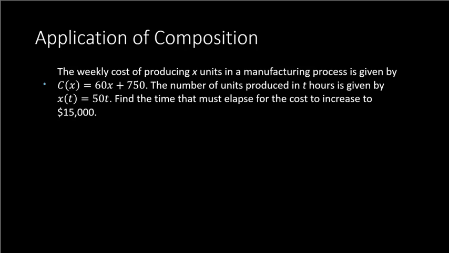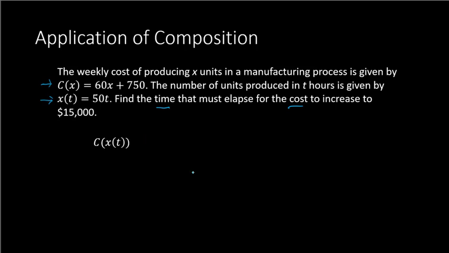So notice we have a cost function, then we have a function here dealing with time. And what we're being asked is to find the time that must elapse for the cost to increase to $15,000. So notice we need to somehow relate cost and time together. So what we can do is we can merge the two functions by doing a composition of functions to determine an equation or a function that we can use to solve this problem. So what we're doing is we're going to do c of x of t. So we're combining the c of x function and the x of t function.